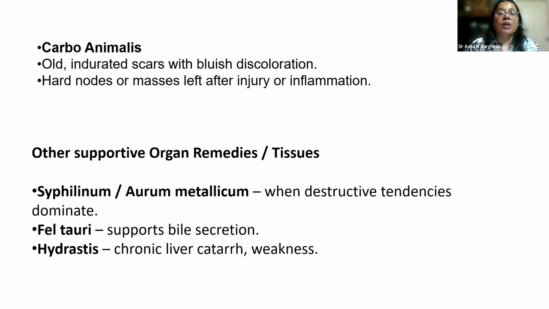So another supportive organ remedy is Syphilinum. See, if there is alcohol, the previous case was not a chronic alcoholic. He was a social drinker. For Syphilinum, there are self-destructive tendencies. The other person had thoughts of suicide, but he has never attempted it. So I think more of Aurum metallicum stage. Syphilinum is when they give up, they are into the self-destruction stage. And Fel tauri is another medicine of choice for gastric complaints, where there is sleepiness after meals. Hydrastis: chronic liver catarrh, weakness.